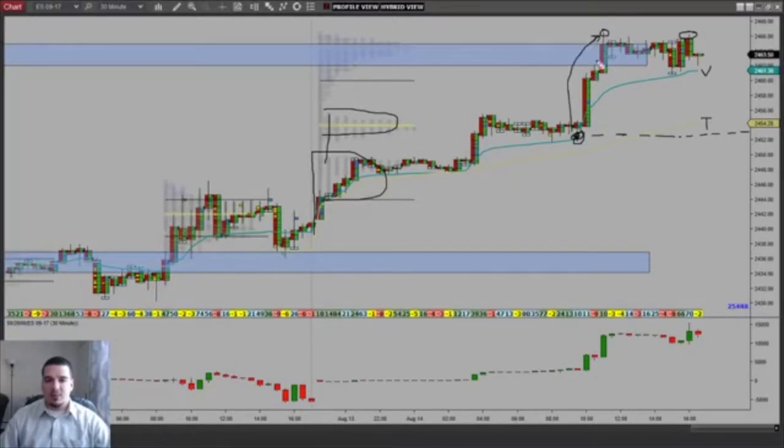Very few people were able to do it. But you've got to get extremely lucky to really capture the absolute high of the day. Along here in the room, we probably would have looked to exit inside this zone, which was the zone that we were trying to sell.